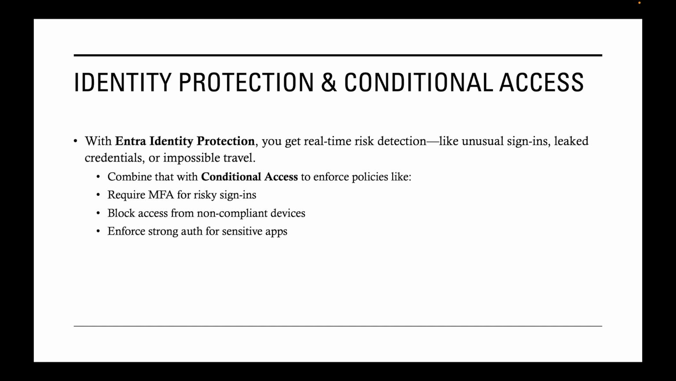So there is identity protection and conditional access. With Microsoft Entra's identity protection, you get real-time risk detection like unusual sign-ins, leaked credentials, and impossible travel, which is a very important conditional access policy you want to apply to your organization. If somebody signs in from New York at 2 p.m., they shouldn't be able to sign in from China at 2:30 p.m. That is what is meant by impossible travel. You combine that with conditional access to enforce policies like require MFA for risky sign-ins, block access from non-compliant devices, and enforce strong authentication for sensitive apps.